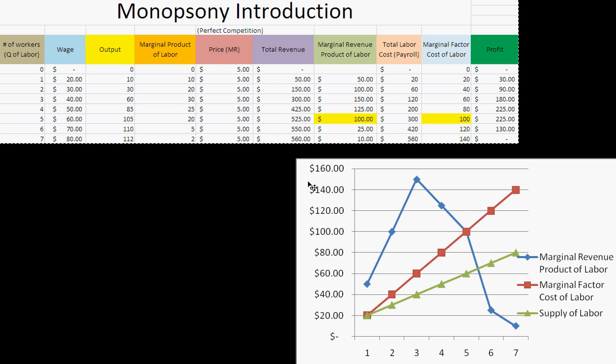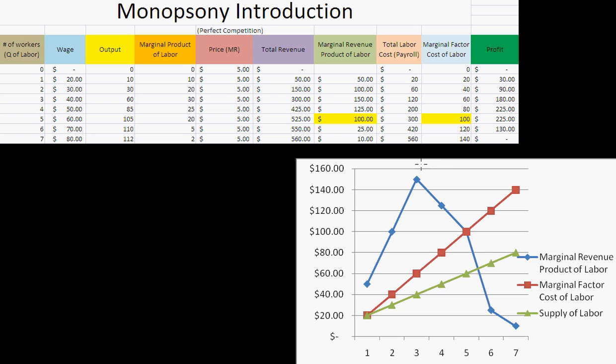So to continue our introduction of monopsony, I want to clarify and go through a lot of things that I did in Excel in the last video, and slow it down a little bit more, make them a little bit clearer, and hit some main points that I think confuse a lot of people. So the first thing is that I didn't label this graph in Excel, and I should have, frankly.